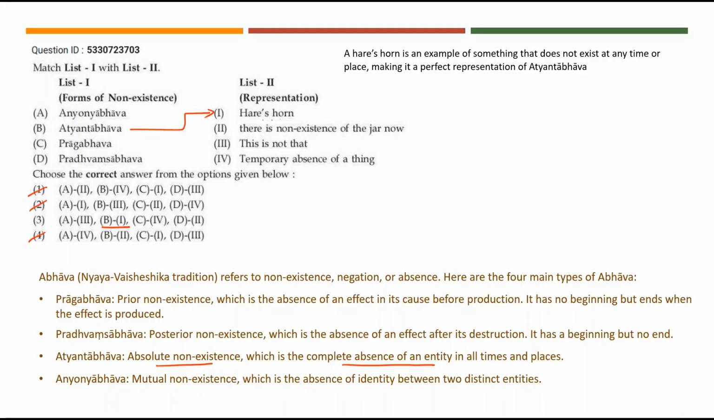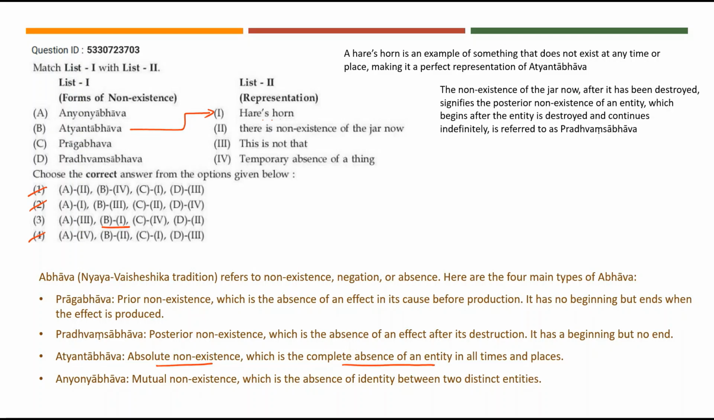Now let's go to the second statement in list 2. There is non-existence of the jar now. It means a jar was there but now it is not there. The non-existence of the jar now after it has been destroyed signifies the posterior non-existence of an entity. Which abhava is talking about posterior non-existence? It is this one, which begins after the entity is destroyed and continues indefinitely. This is referred to as pradvamsa bhava. So we can mark D to 2.